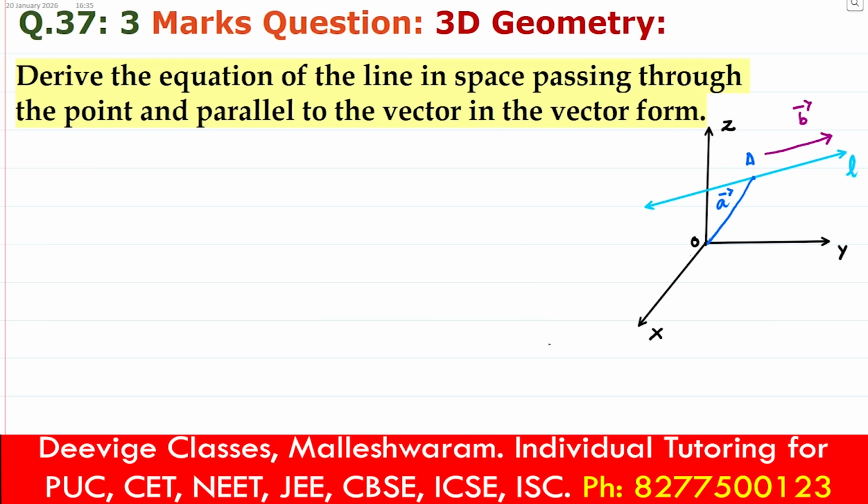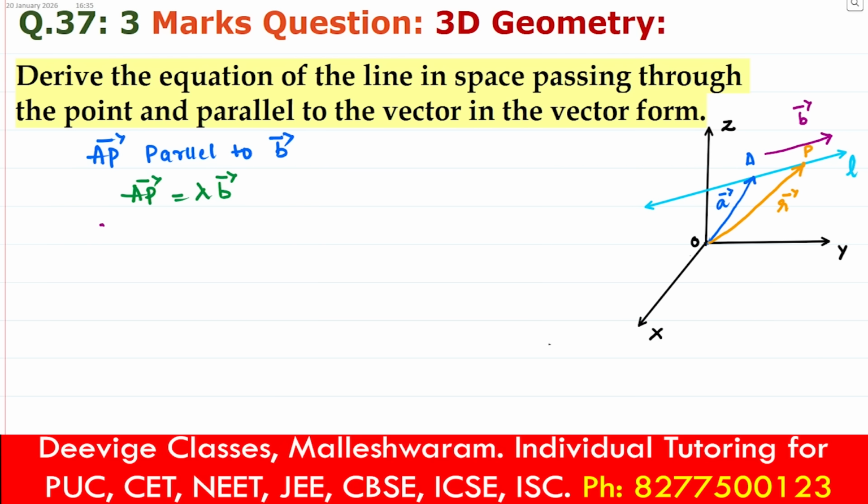Consider P be the arbitrary point with the position vector R. Clearly, let L be the line which is parallel to the vector B. AP is the line which is parallel to vector B. We know that if AP is parallel to vector B, then we can write AP is equal to lambda into vector B.